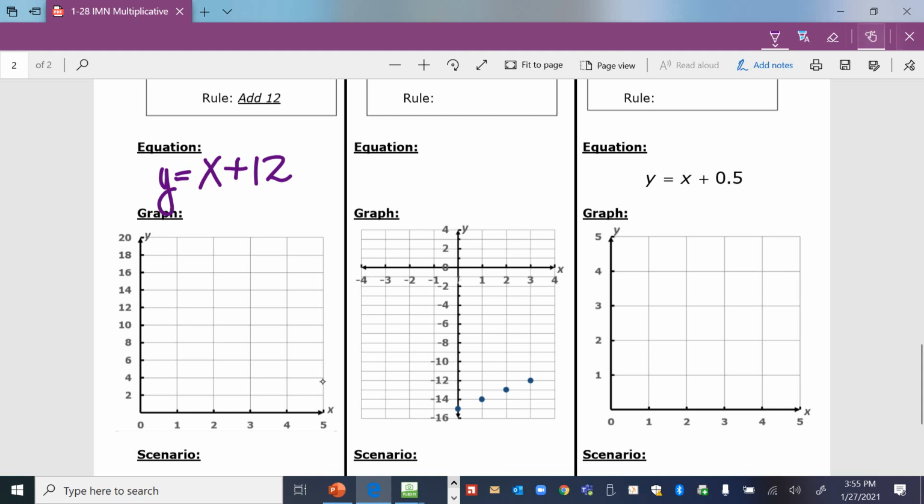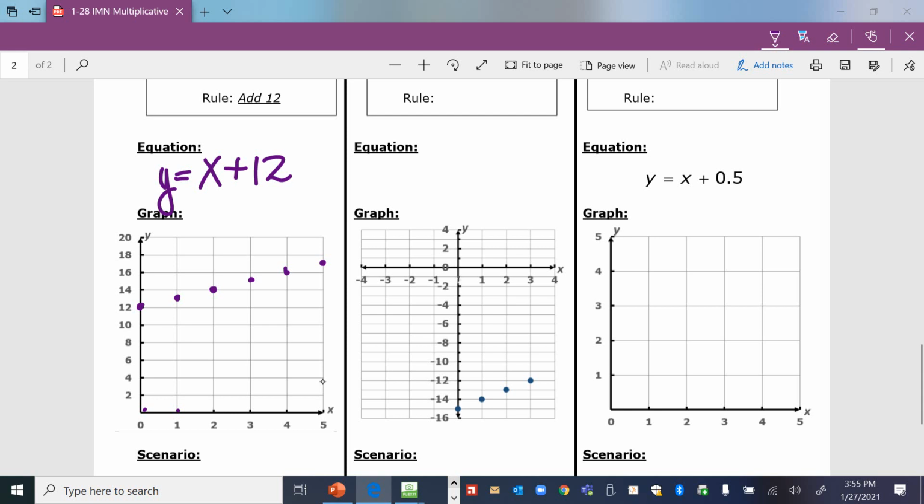Okay, so in my table, if my x is here at 0, and I add 12, my y is going to equal 12. If my x is at 1, 1 plus 12 is 13, which is right in between the 12 and the 14. 2 plus 12 is the 14. 3 plus 12 is in the middle, 15. 4 plus 12 is 16. And 5 plus 12 is 17 in the middle.